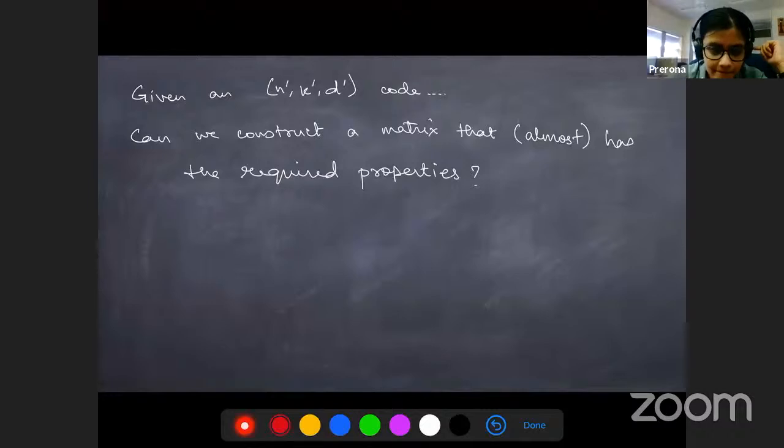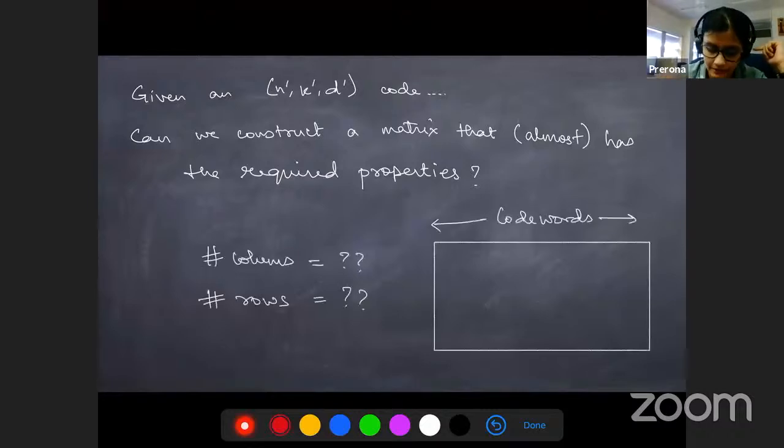So the columns will be code. Exactly. Code words. So you will take code words and write them as columns. Okay. So suppose we are given this n prime, k prime, d prime code. Then what is the number of columns in this matrix and what is the number of rows in this matrix? Can you tell me?